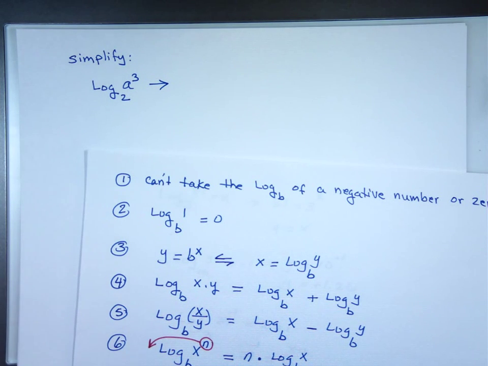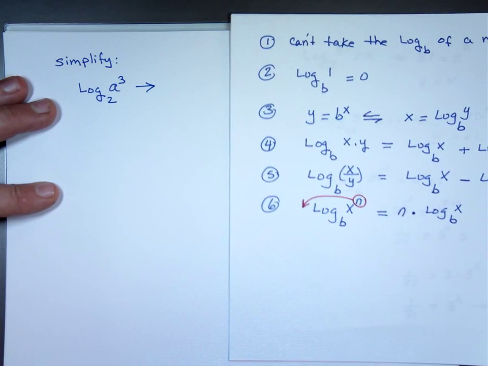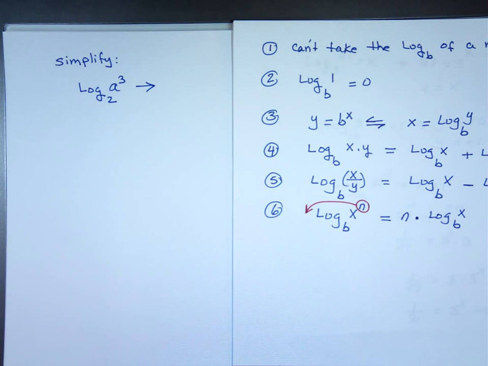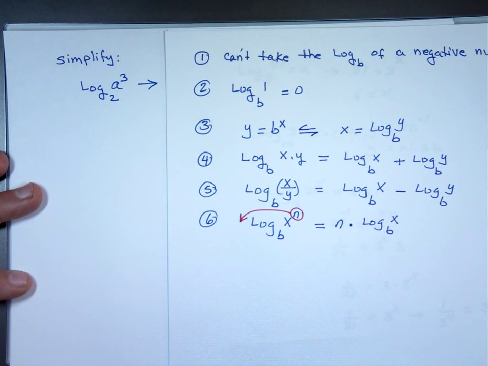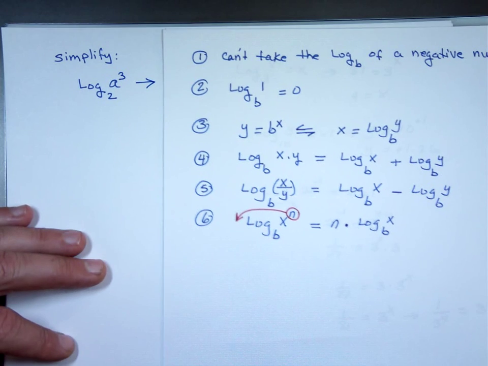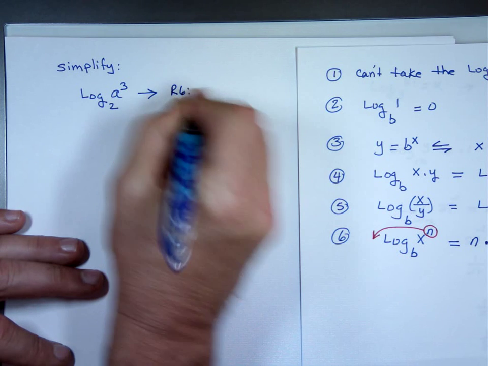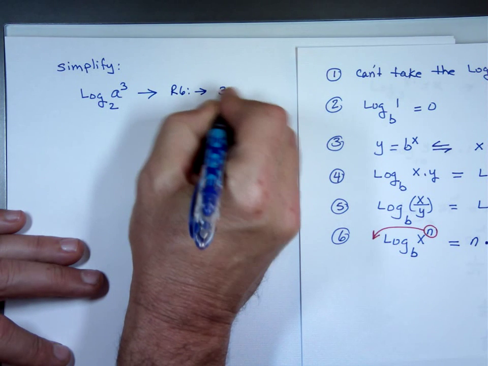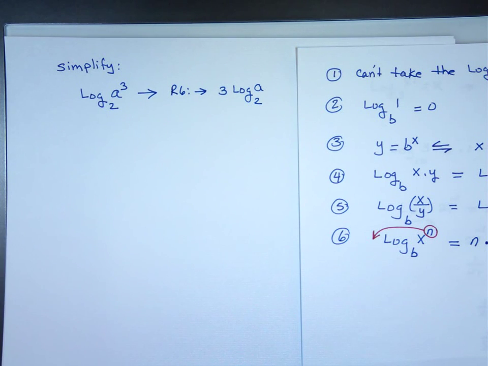Can you see all the rules here? Which one? 6. Rule number 6. It says if you get a power, you can move it to the front. So I should be able to write that as what? 3. So R6, rule 6. This should give me 3 times the log of a base 2. That's it. I can't simplify anymore.